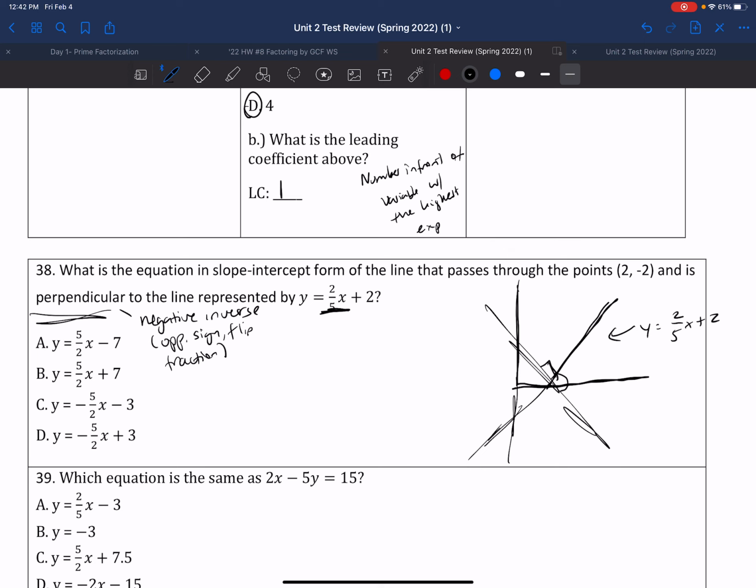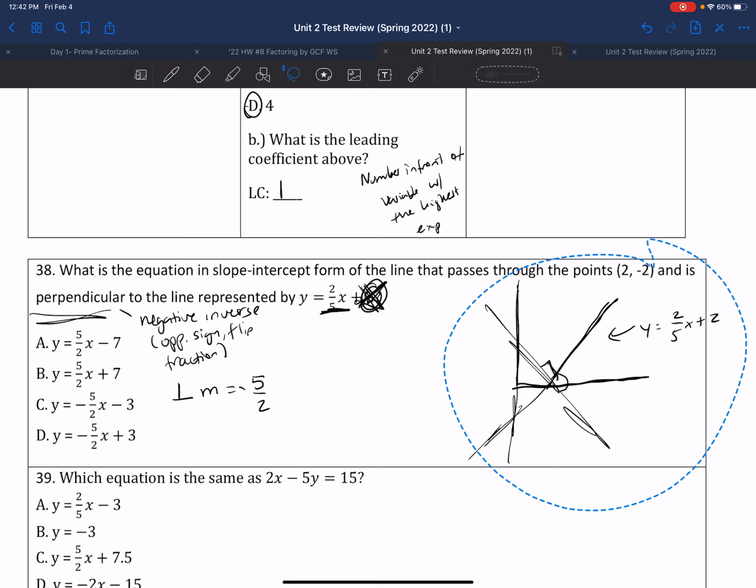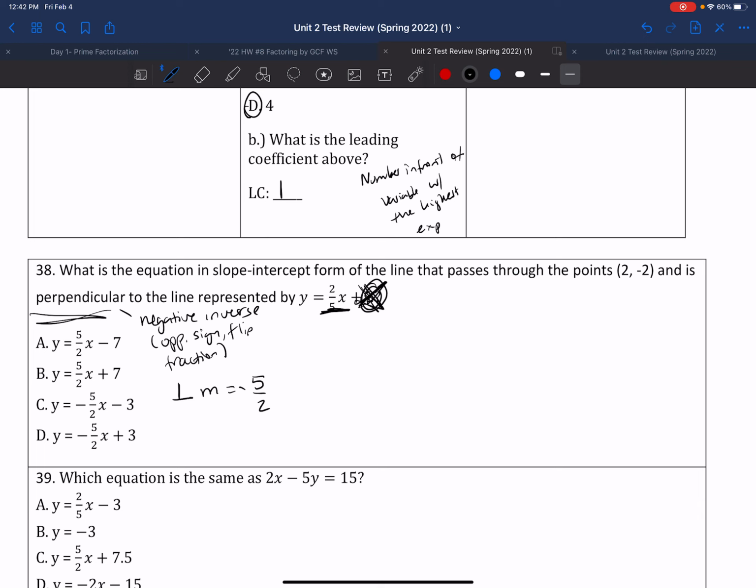So I use this information, but I don't care about this 2. This 2 is irrelevant. So my perpendicular slope, since this is 2 over 5, I have to flip the fraction and make that negative. Since this is positive, I have to make this negative now. And then I'm going to go ahead and get rid of this. I think y'all understand now. If not, just replay the video.